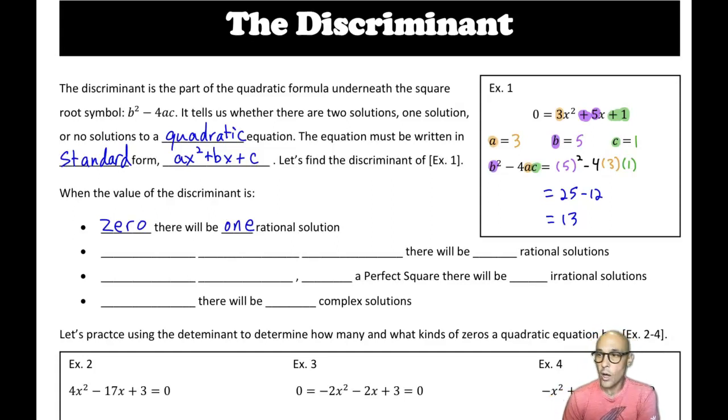The next one is going to be a positive one. So if the discriminant is a positive perfect square, if you don't know what the square numbers are: 1 because it's 1 squared, 4 because it's 2 squared, 9 because it's 3 squared, 16, 25, 36, 49, 64, 81, 100, and so on. In that case, there will be 2 rational solutions.